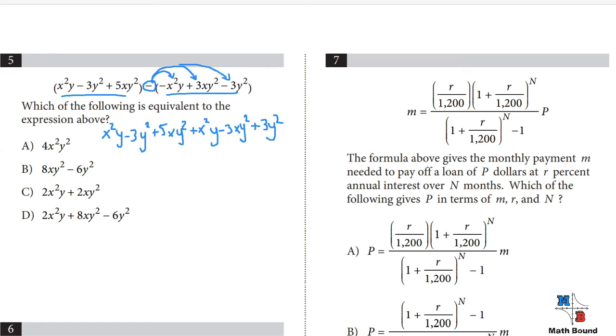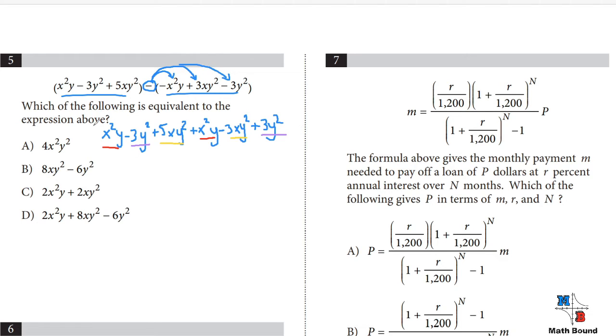We're going to be adding like terms. So let's take a look at which of these terms are going to be similar. We have x squared times y. Let's see, where do we have an x squared times y? Here it is. Then we have a minus 3y squared, only y squared right there. So here it is. Minus 3y squared is going to be added with this plus 3y squared. And lastly, we're going to have 5xy squared minus 3xy squared.